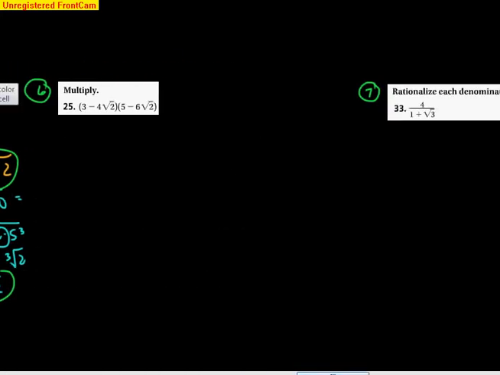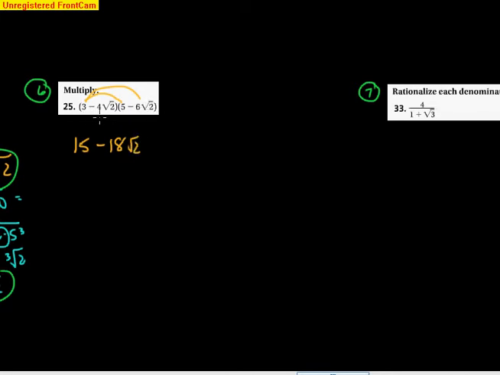Okay, next here, we're going to multiply these two binomials. And notice they have some radicals involved. So we're going to do this by distributing. So 3 times 5 is 15. 3 times negative 6 radical 2 is negative 18 radical 2. Notice the 3 doesn't touch the radical 2.